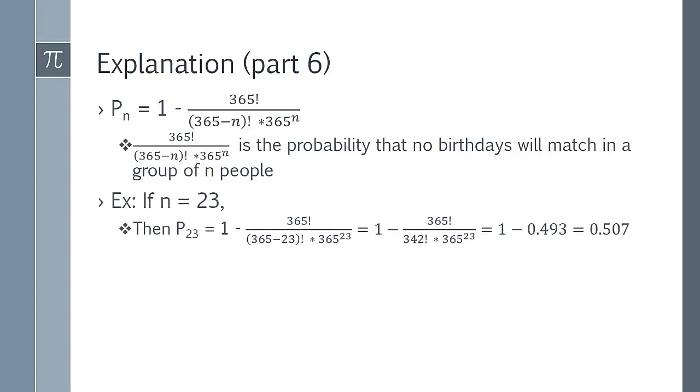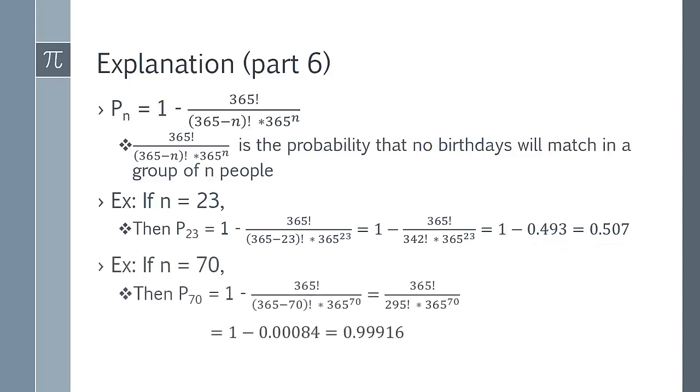So if there's 23 people in a group, all we have to do is plug 23 into n, and we get that there's a 49.3% chance that no birthday matches, and there's a 50.7% chance that a couple will have the same birthday. And in a group of 70 people, there's a 99.9% chance that a couple will have the same birthday.